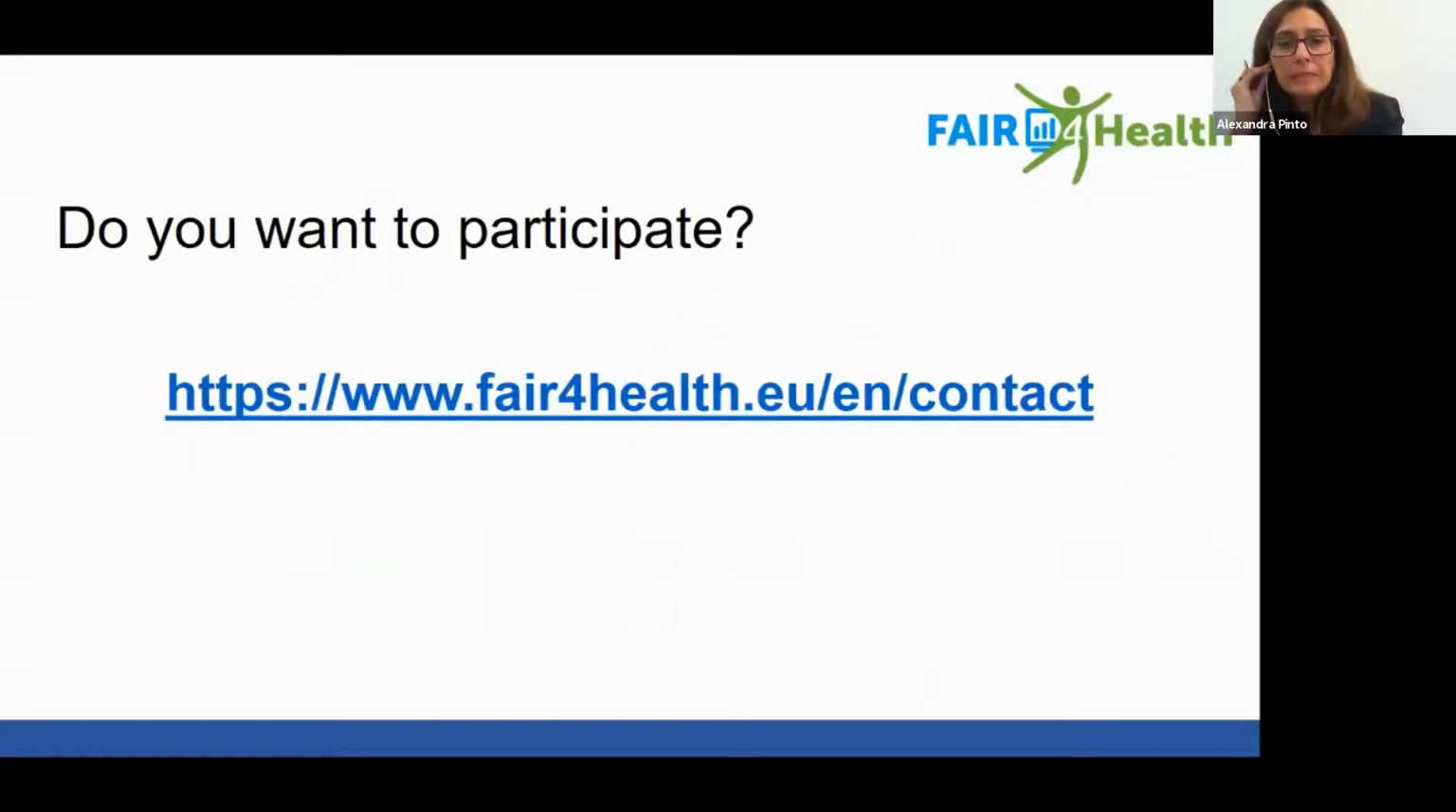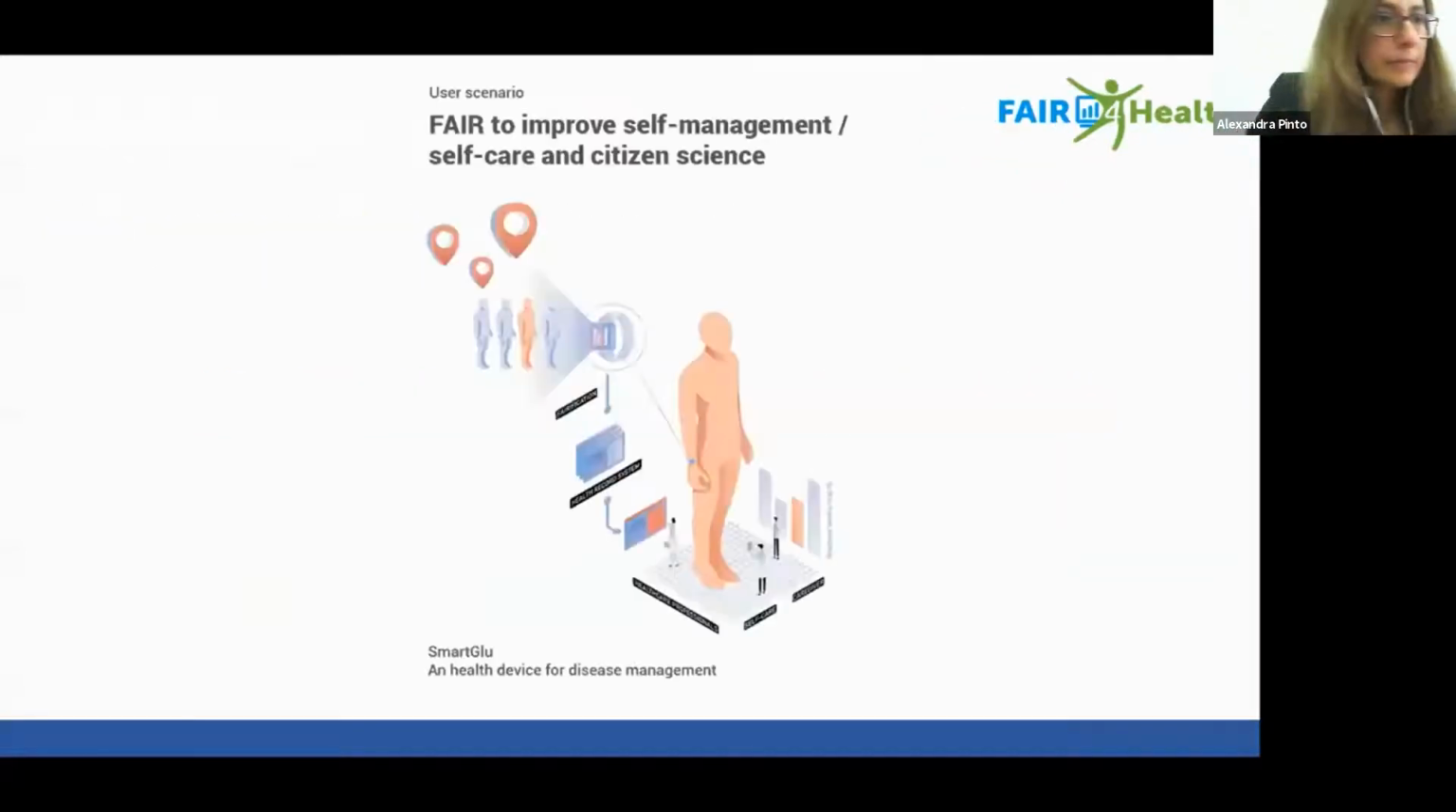So, if you want to participate and to look more about Fair for Health project, you can see it on our website. Now I would like to show you some examples that we have created. These are only hypothetical examples to exemplify the benefits of using fair data.